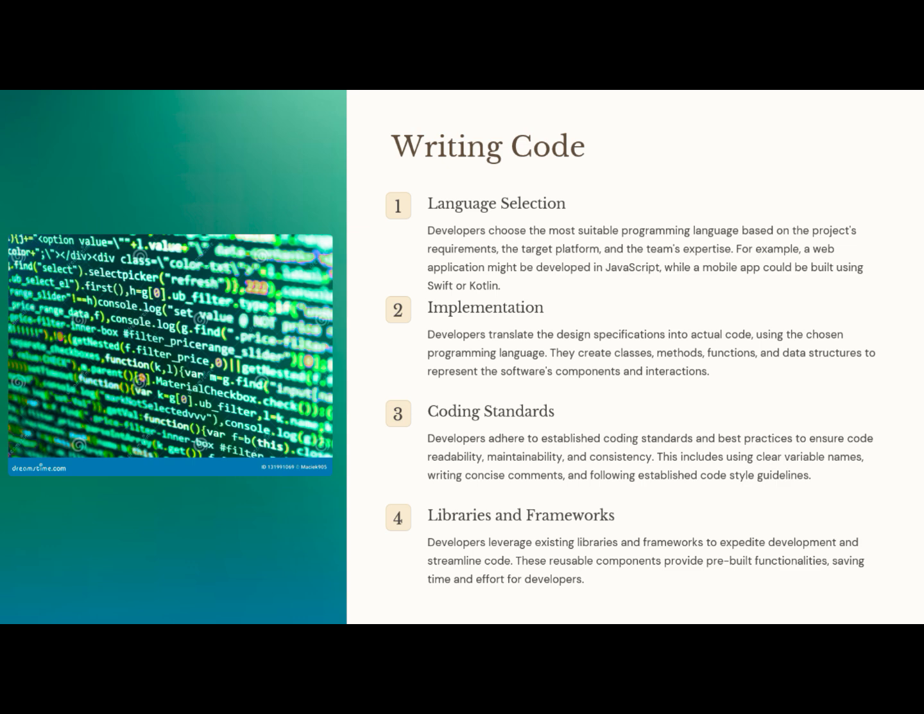First one, language selection. Developers choose the most suitable programming language based on the project's requirements, the target platform, and the team's expertise. For example, a web application might be developed in JavaScript while a mobile app could be built using Swift or Kotlin.